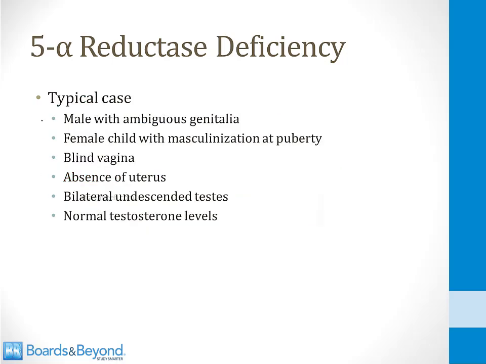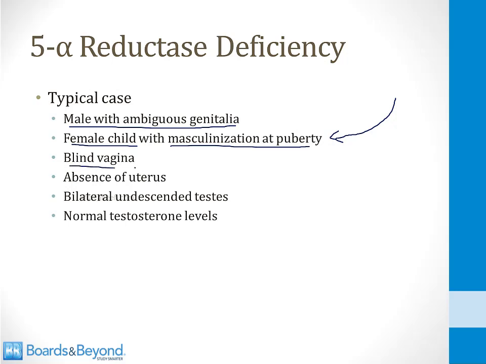male structures. So the typical case of 5-alpha reductase deficiency that you should be prepared to recognize for your board exams is either a male who is born with ambiguous external genitalia, or it may be a female child who is raised as a female and then develops masculinization at puberty. This is a common presentation because sometimes the baby appears to be female, and it's not until puberty, when the Leydig cells produce lots of testosterone, that it becomes obvious that something is wrong.